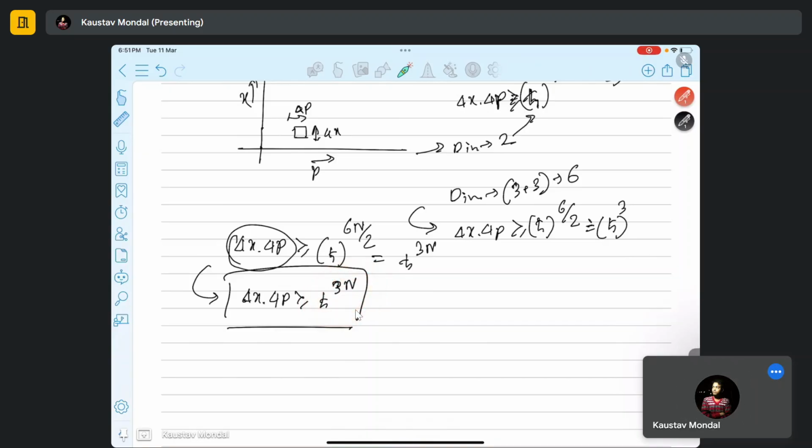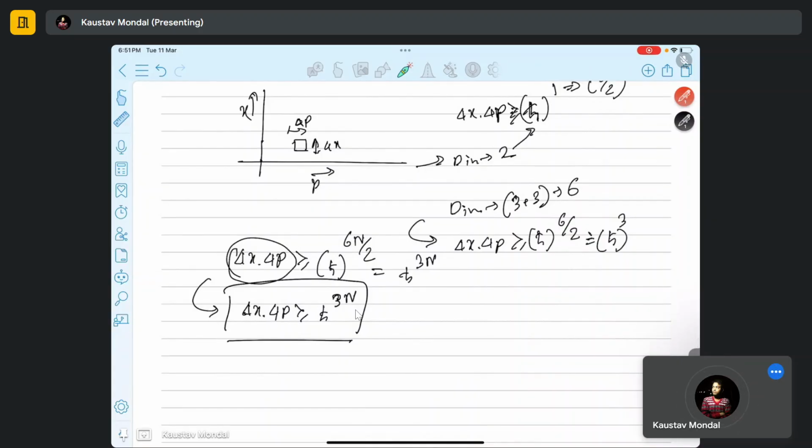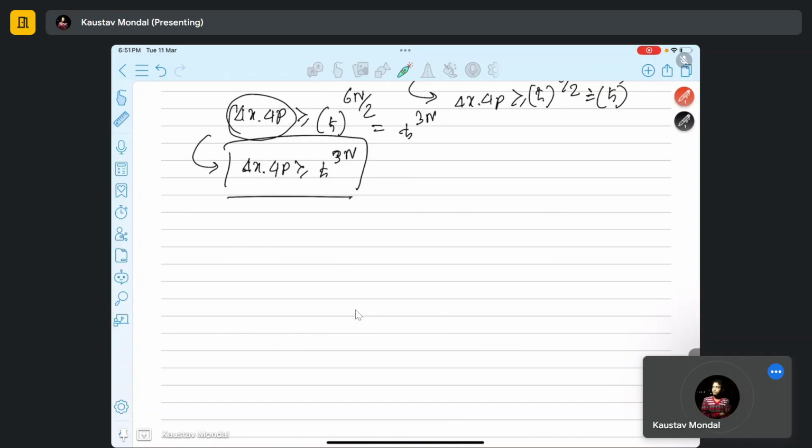Okay. And if it's a 2D system, let's suppose only x and y and px and py are there, then the dimensionality becomes 4n: 2 positions, 2 momenta, which makes 4, and n particles, so 4n, and 4n by 2 gives you 2n. So ħ to the power 2n if it's a 2D system. So this is problem number 2 we have done. Now comes problem number 3.